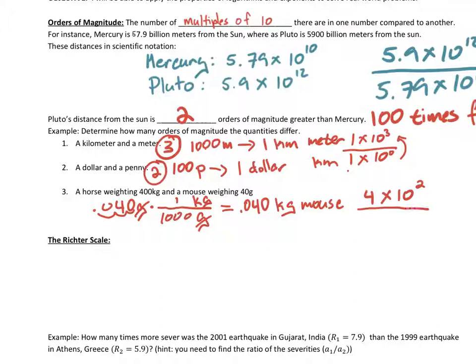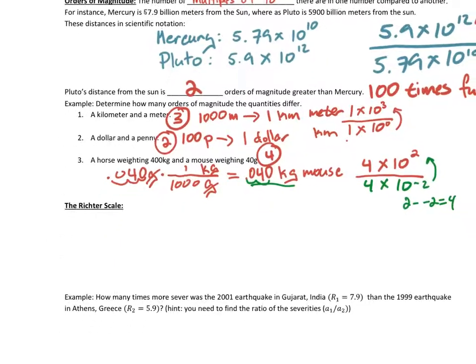If I were to take my mouse here, I'll do the mouse on the bottom in green, that's going to be 4, and I have to move the decimal place 2 spots to the right, so times 10 to the -2. Okay, and if you're unsure, if you need a little refresher on scientific notation, just come talk to me. So now I'm looking at the difference between the two. So 2 minus a -2 equals 4. So my answer here is that there are 4 orders of magnitude between the horse and the mouse.